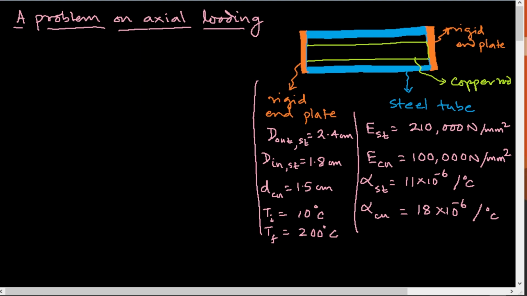these rigid end plates. That means they cannot move away from each other's end surfaces. Okay, and similarly, the material properties are given for the steel tube and for the copper rod. And the thermal expansion coefficients are given for both copper and steel. And it is known that when it was assembled, the temperature was 10 degrees centigrade, and both the rod and the steel tube were free of any stress.